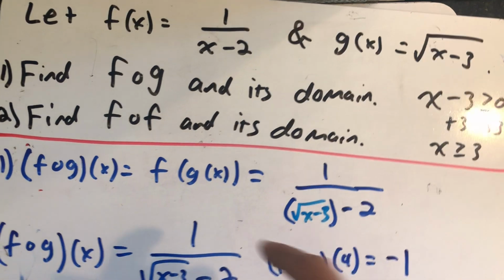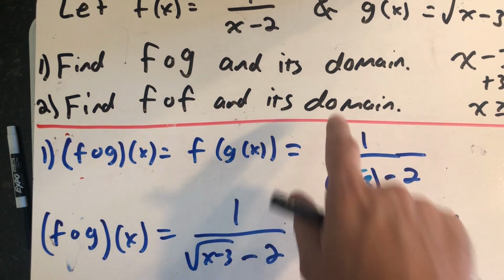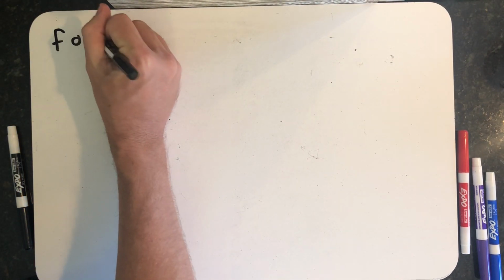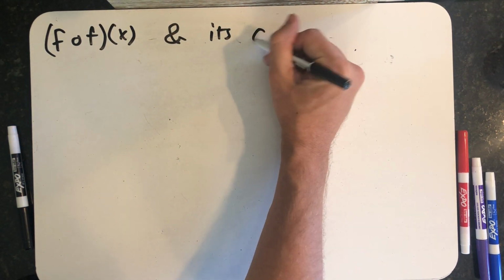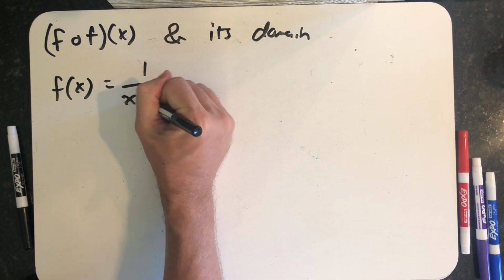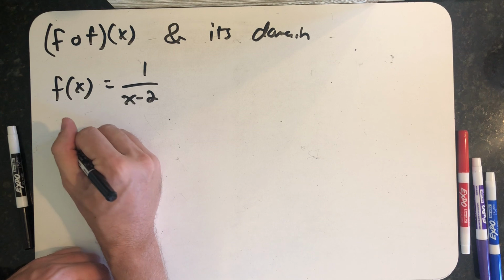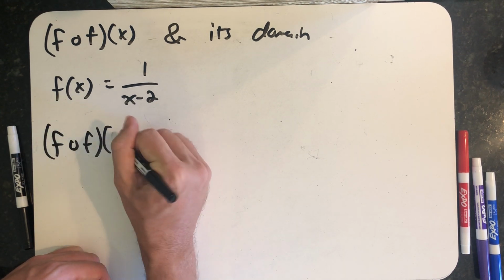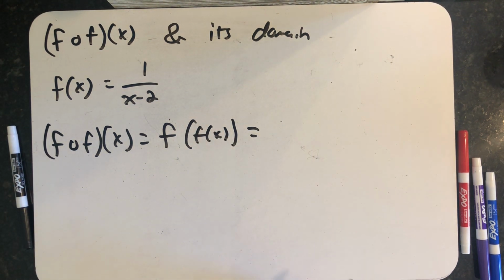Going back to our original set of questions, now we're asked to find the function f composed with f and its domain. So let's get a fresh board and see if we can do that. So we're looking for f composed with f and its domain. f was the function 1 over x minus 2. Let's find the function f composed with f, and then we'll write down its domain.